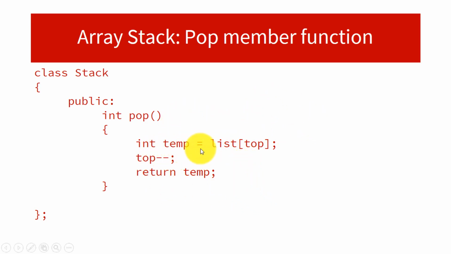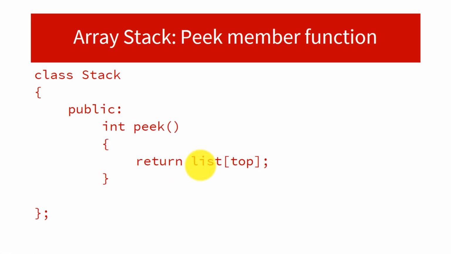So first we have to store the top value in some temporary variable, and then after that we have to decrement the value of the top. That's where the removal part comes, and then we return the temp value, which is the value on top. Similarly, we have a peek member function, and it does just what it says. It's going to peek and return the value, whatever value is on top of the stack. So list bracket top means that top is pointing to the top value, and we are simply returning that value, but we are not removing it from the stack.